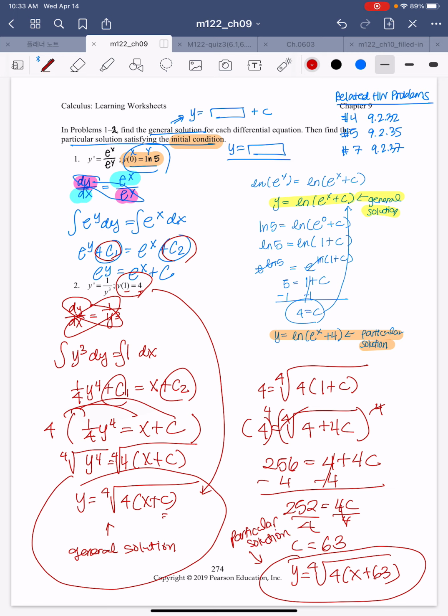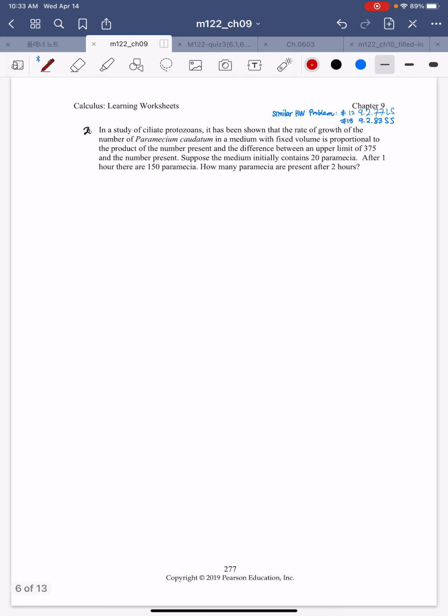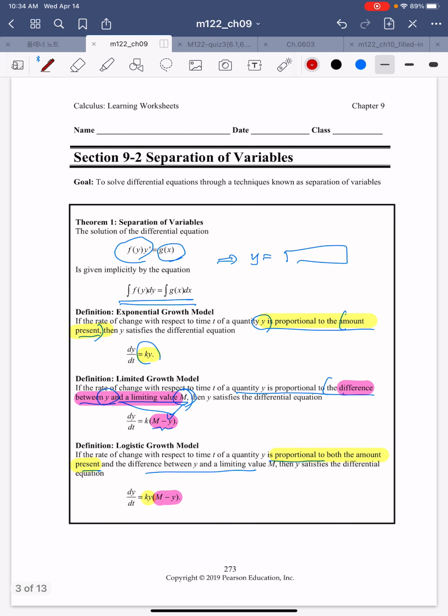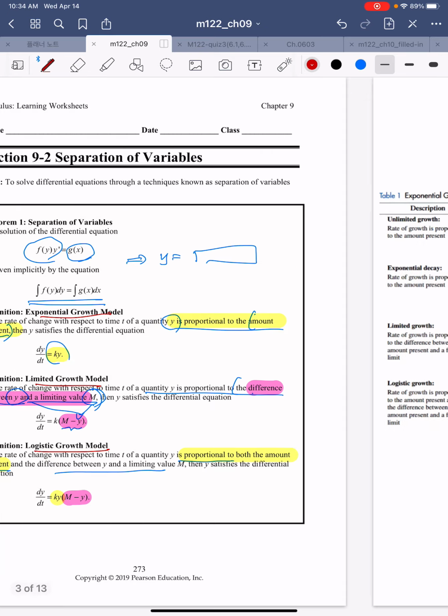Okay. All right, so we got a little bit warmed up. Now let's go on to an application problem. So you are not given any equation. You're just given information, and then we need to find out if these are either exponential growth, limited growth, or logistic growth.